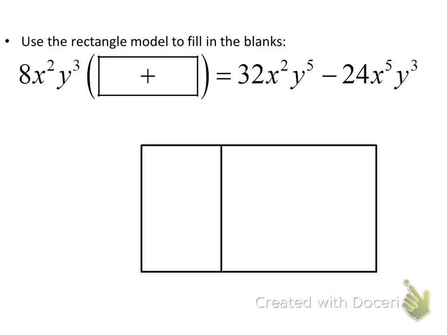So I'm going to plug in my areas first. I'm just going to mix it up a little bit. My first area is what? 32x squared y to the 5th. Okay, and the second area? 24. What kind of 24 is that? This is where those pluses and minuses are going to matter. Negative 24x to the 5th y to the 3rd, or you could say y cubed. Okay?